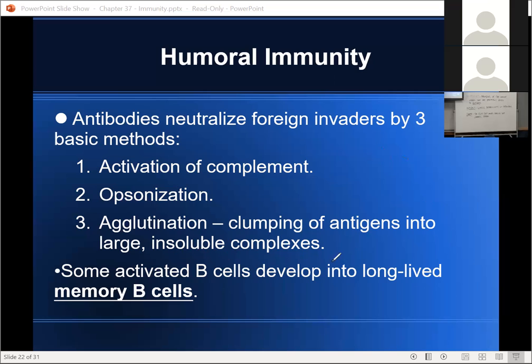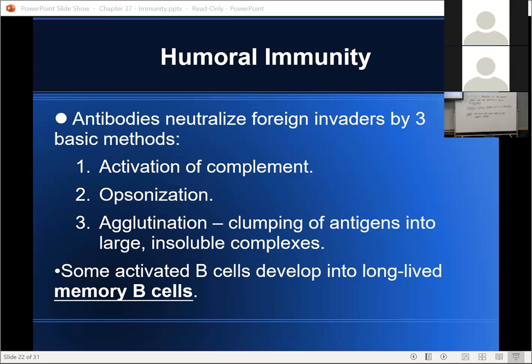Some activated B cells develop into long-lived memory B cells. And this is important. Actually, this is pretty timely because, of course, we're in the middle of a pandemic. We're all talking about getting vaccinated and getting long-term immunity. So vaccination gives you long-term immunity. How does vaccination give you long-term immunity? Now, again, I don't want to go beyond the scope of a general biology course by getting too deep into how B cells are activated.